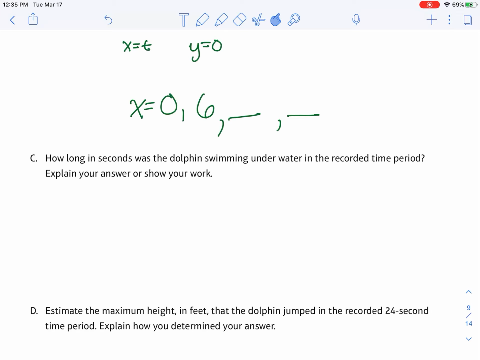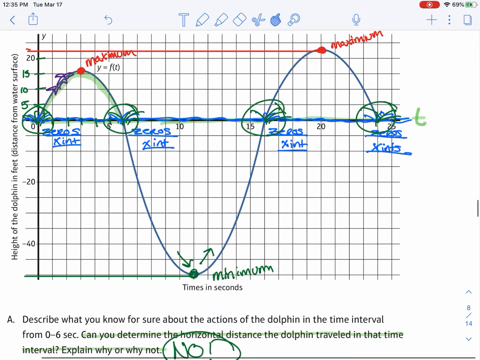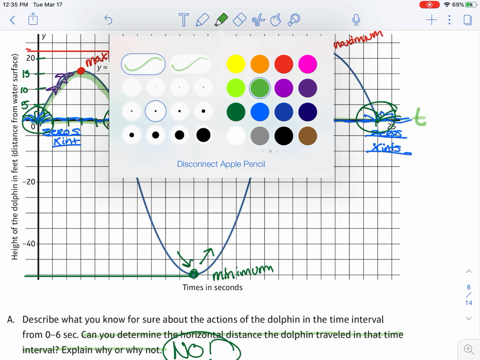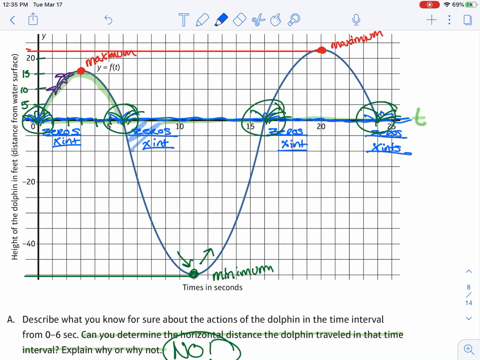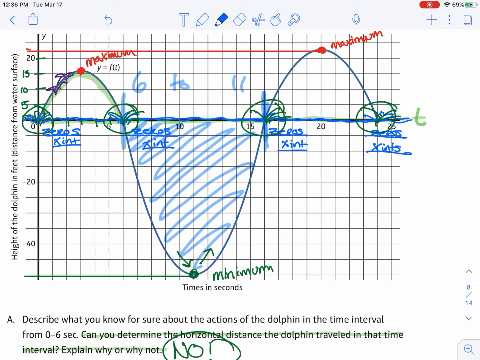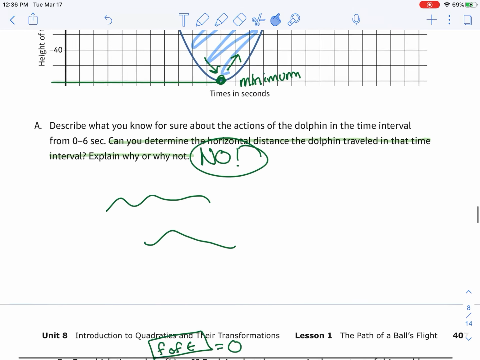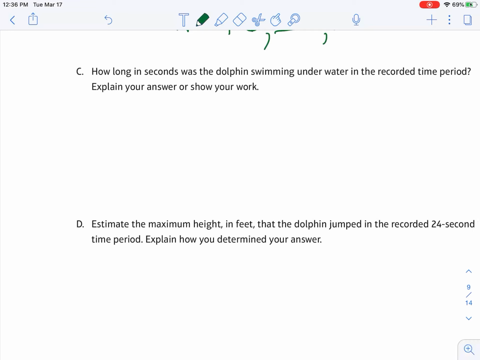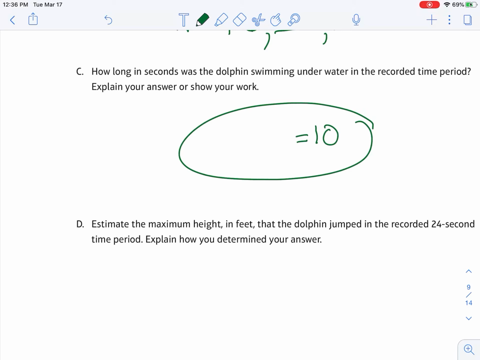So it wants to know how long in seconds was the dolphin swimming underwater. And it's underwater in this period of time. And that happens from this point to that point. So from 6 to 16, how many seconds are there? And the answer is 10. You need to show your work. There's some sort of work here.